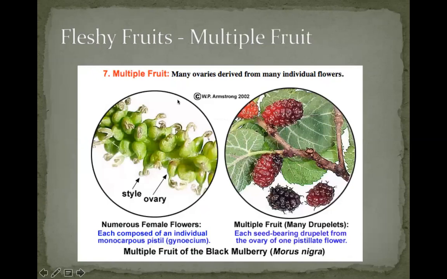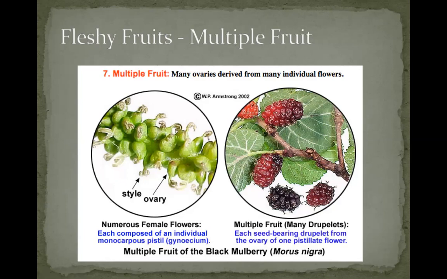And then we have multiple fruits. So the difference between a multiple fruit and an aggregate fruit is that aggregate fruits come from one single flower with multiple ovaries. But with multiple fruits, it's many individual flowers with many ovaries. One good example of a multiple fruit is a pineapple. There's actually a picture of a pineapple on the Lab 12 slides, but again, black mulberry, also considered a multiple fruit. Pineapple, a multiple fruit.